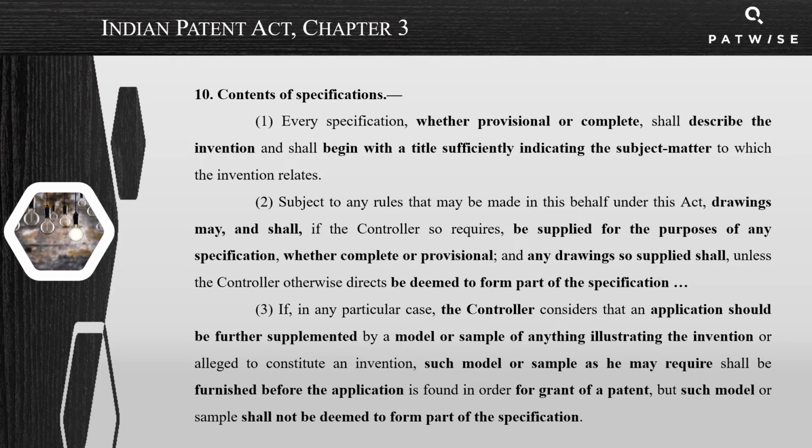Subsection 3 says if the controller requires an illustration, model or a sample, then the applicant shall provide the illustration or the model before the application gets granted. However, this illustration, sample or model shall not be deemed to be a part of the specification. These shall only be provided to the controller in order to understand the invention for the grant of the patent, and hence these need not be a part of the specification.